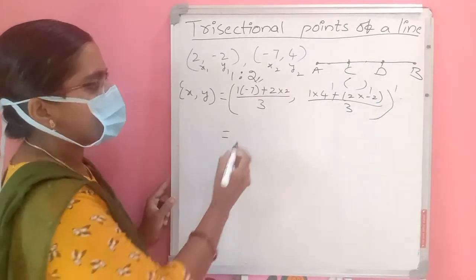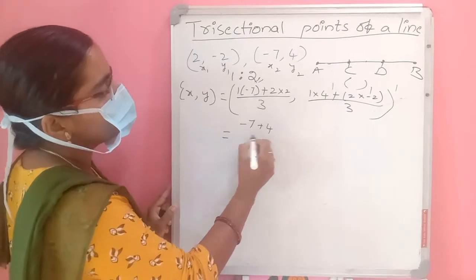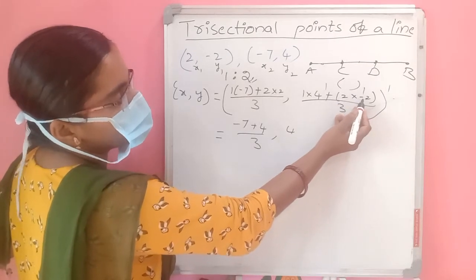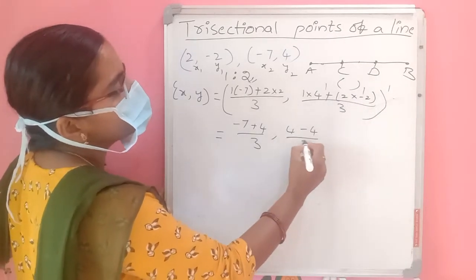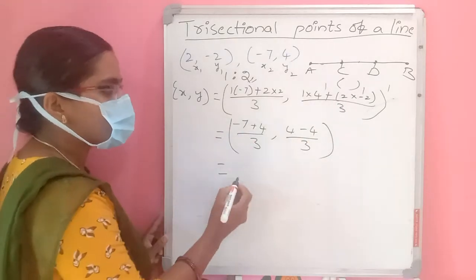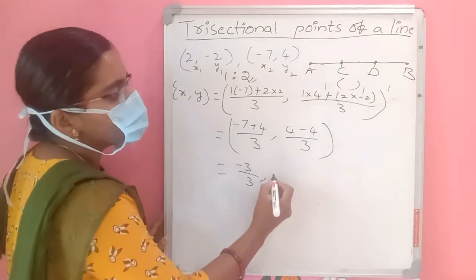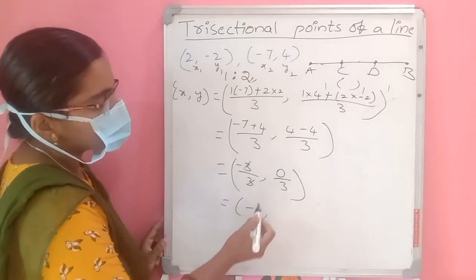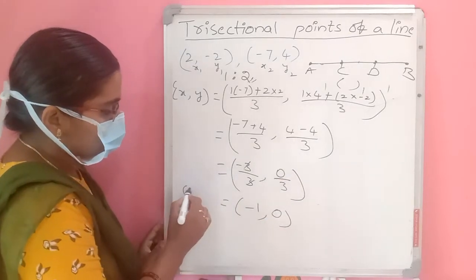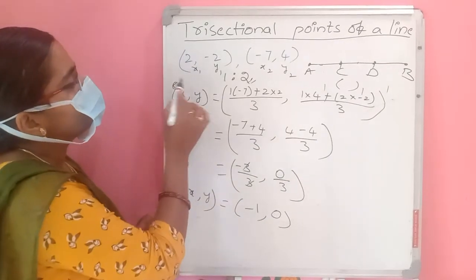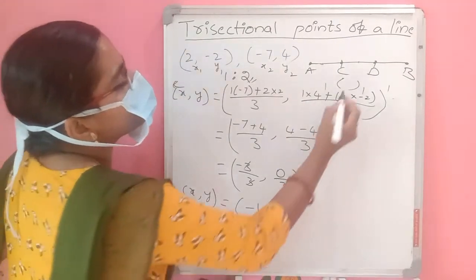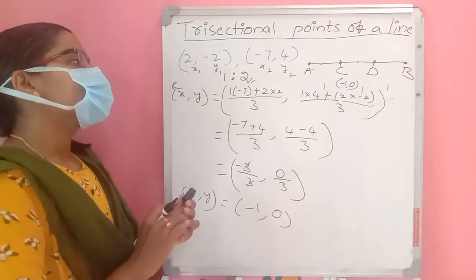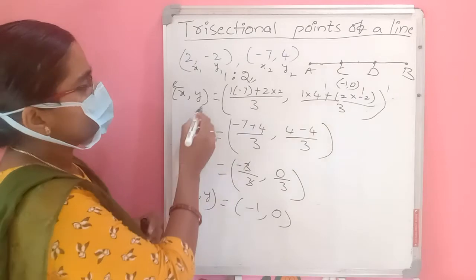So 1 into minus 7, minus 7 plus 2 twos are 4, by 3, comma, 1 four is 4 plus 2 into minus 2 is minus 4, by 3. Minus 7 plus 4 means minus 3 by 3. 4 minus 4 means 0, and 0 by 3 is 0. The 3s cancel and we get minus 1. So point C coordinates x comma y is minus 1 comma 0. Simply we can get it like this.